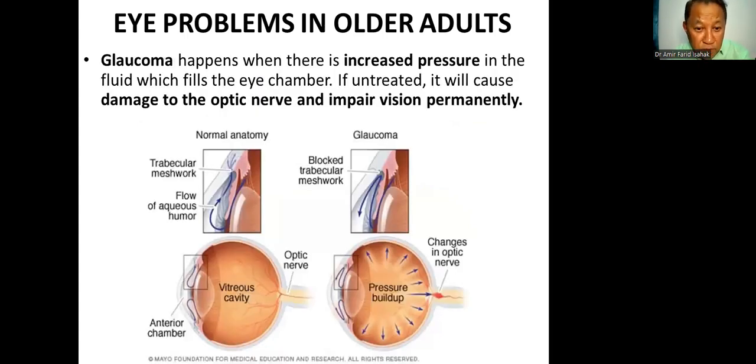What about glaucoma? This happens when there is increased pressure in the fluid which fills the eye chamber. If untreated, it will cause damage to the optic nerve and impair vision permanently.